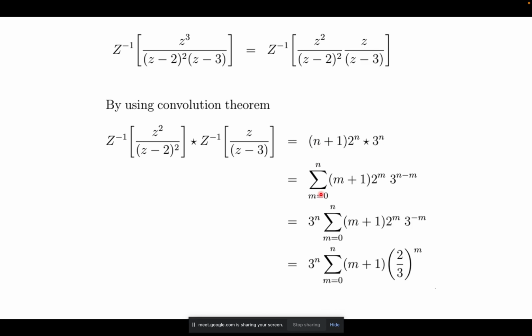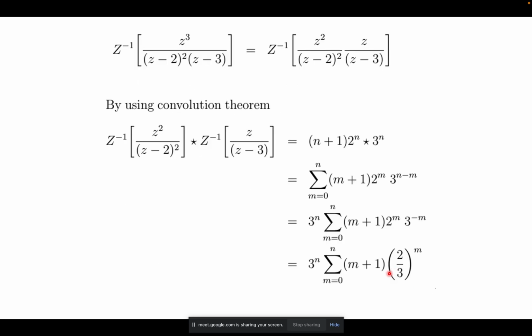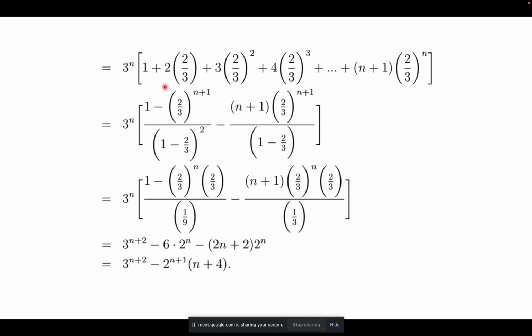So if I now try to calculate the convolution of these two sequences, again using the convolution theorem, I can write it as summation m equal to 0 to n of (m plus 1) 2 power m times 3 power n minus m, right? And this 3 power n is independent of m, so I can keep it outside and write it as summation m equal to 0 to n of (m plus 1) 2 power m times 3 power minus m, right? And I can again rewrite it as (2 by 3) power m by taking the power m common in these two expressions. Okay.